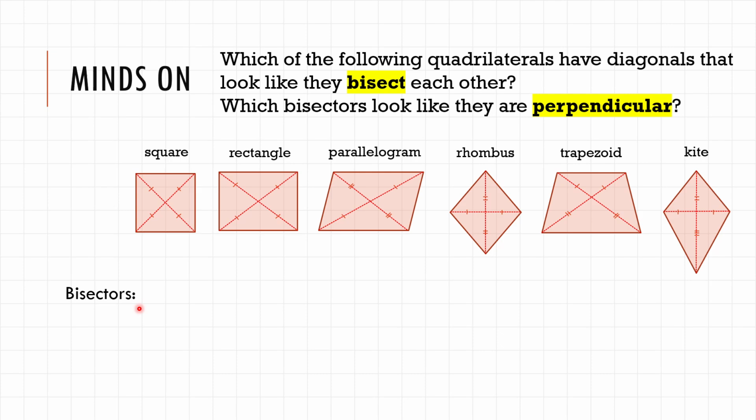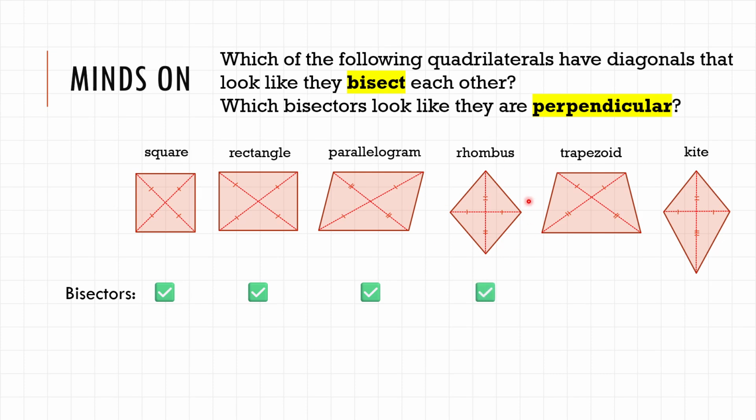A bisector, remember, is a line that cuts another line in half. And so certainly both of these got cut exactly in half. Same with the rectangle. The parallelogram did get cut in half. Both of the diagonals got cut in half. Even though this diagonal was bigger than this one, this portion is half of this diagonal. This portion is the other half of that diagonal. This portion is half of this diagonal, and this portion is the other half of this diagonal. So they do bisect each other.